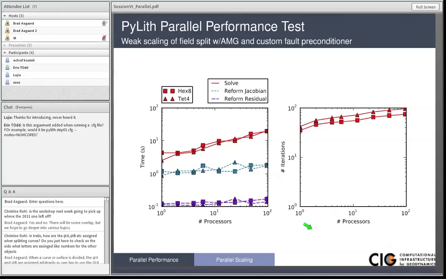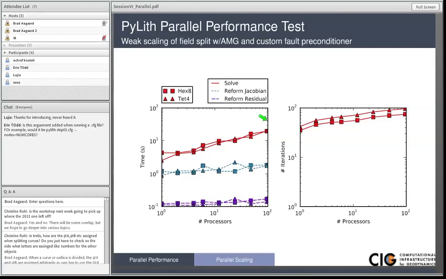Looking at how this scales with the field split with the algebraic multigrid and custom fault preconditioner, this is what Matt referred to as the weak scaling. We're basically taking the same size problem, and as we increase the number of processors, we increase the problem size one-to-one. If we have twice as many processors, we increase the problem size by a factor of 2, and so forth. We start out here on just a single processor at the left side, and then we went up to, I believe in this case, 96 cores.